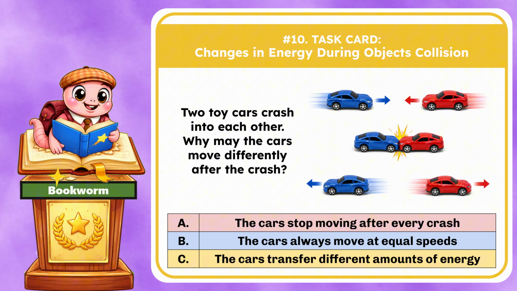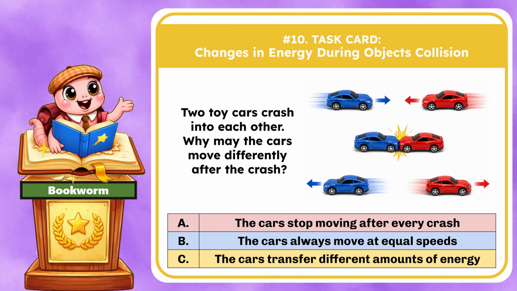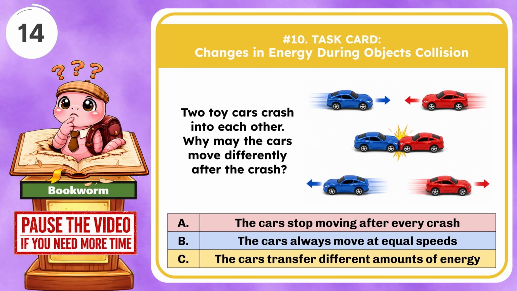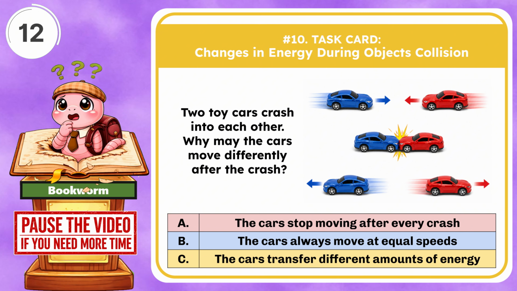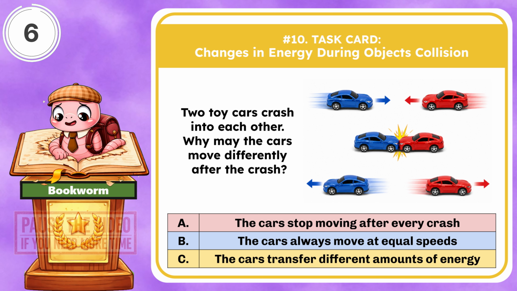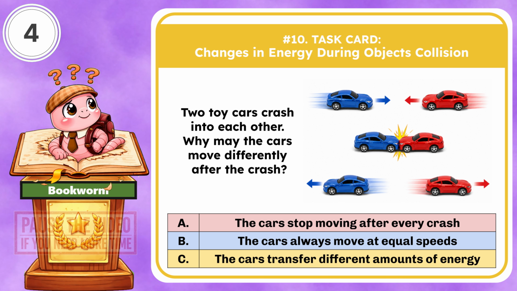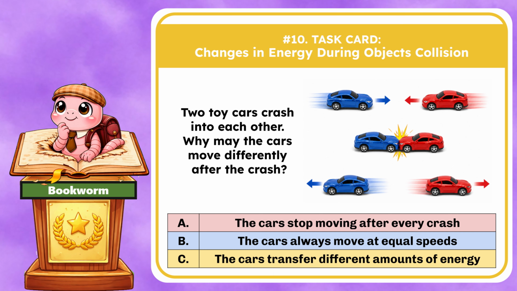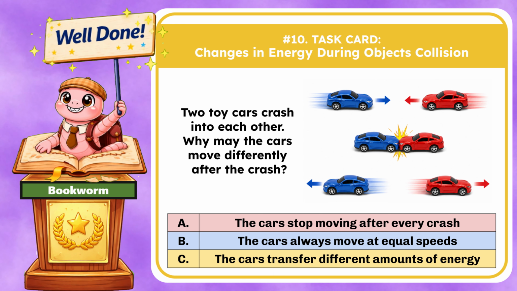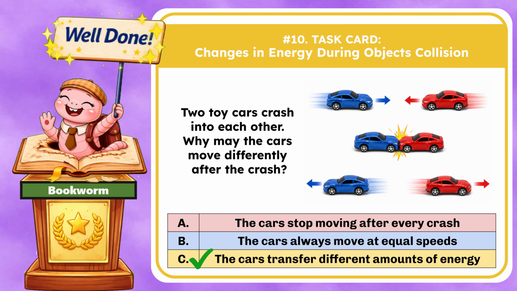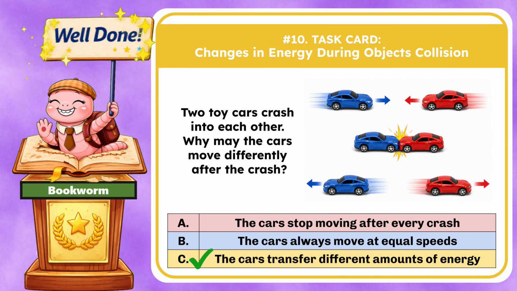Do toy cars crash into each other? Why may the cars move differently after the crash? And the correct answer is letter C. The cars transfer different amounts of energy.